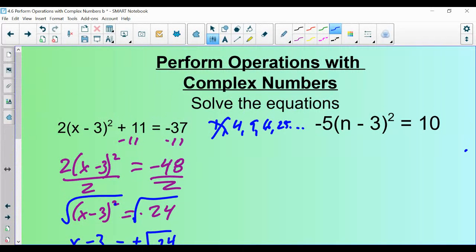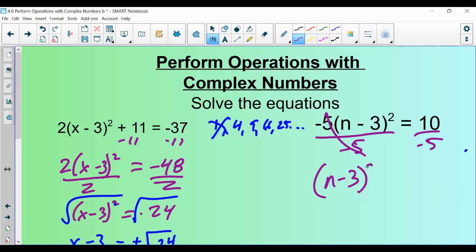Last one, I would encourage you guys to try it, and then we'll go through it together. It is easier than this example here. Remember, we are trying to get the thing that's in parentheses by itself. So it has a negative 5 in front of it, so we're going to divide by negative 5. So we would have (n minus 3) squared is equal to negative 2.